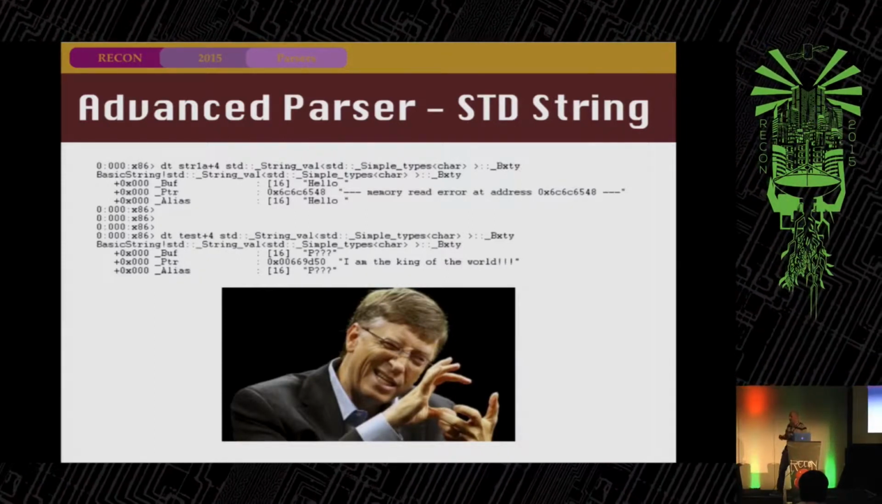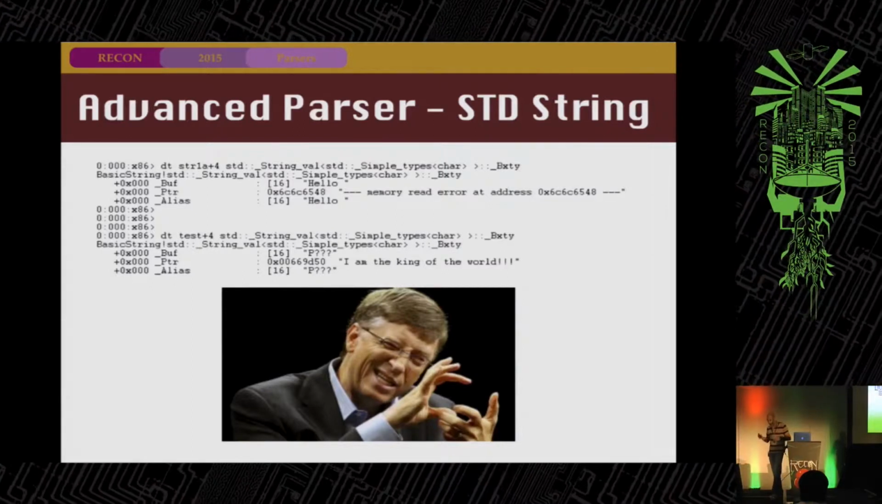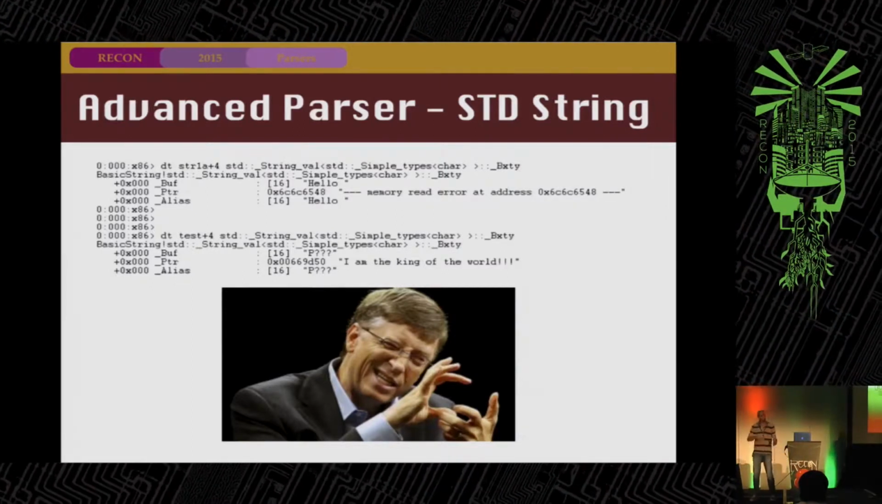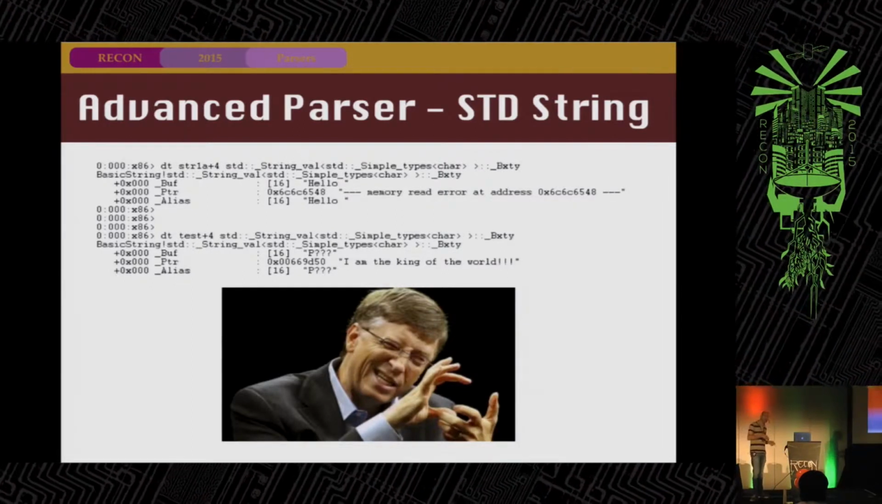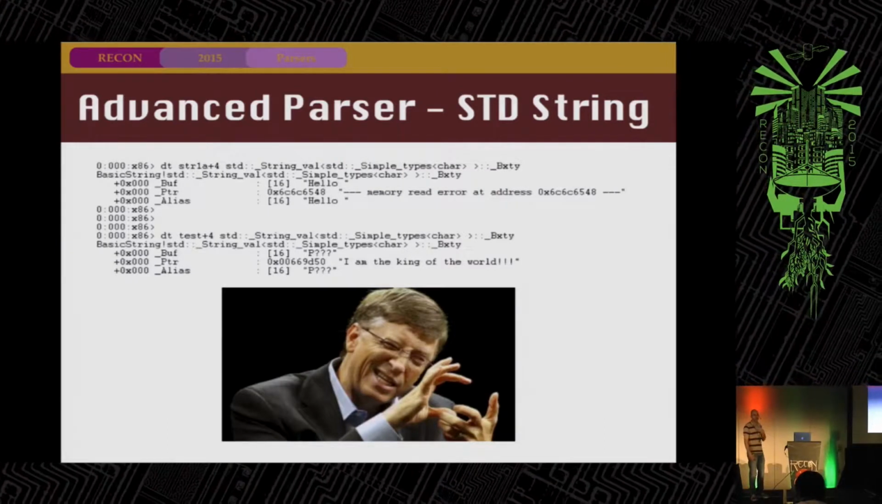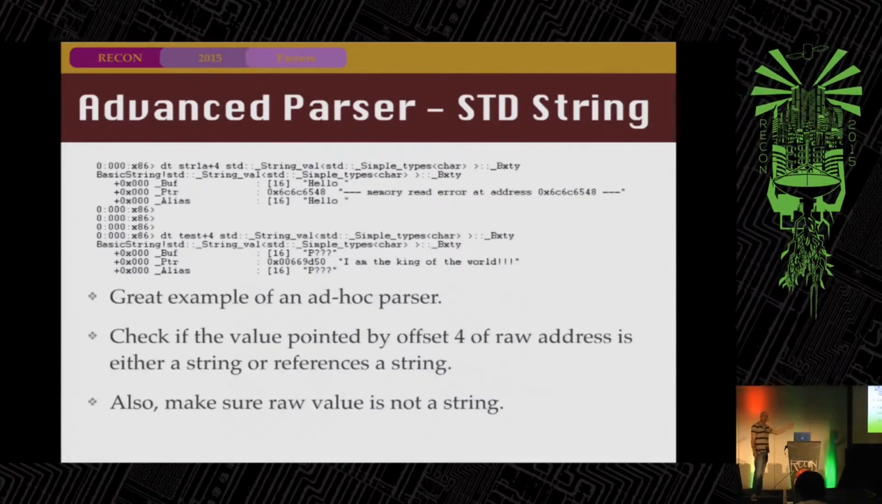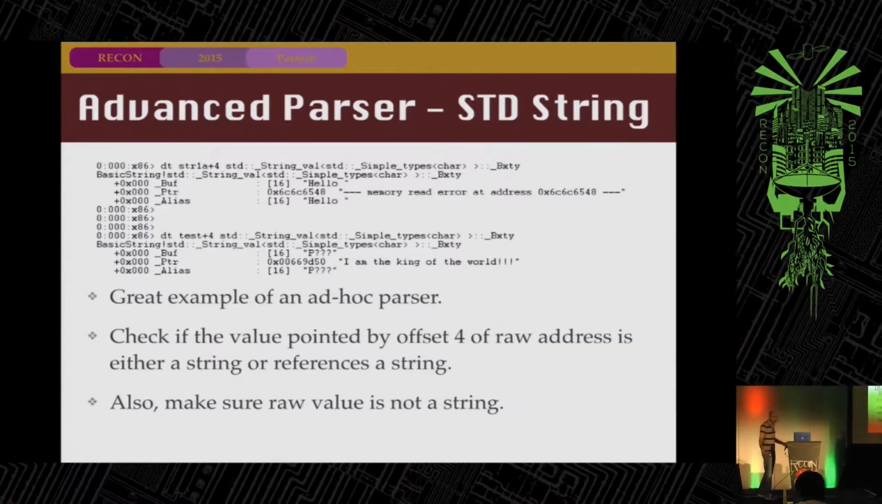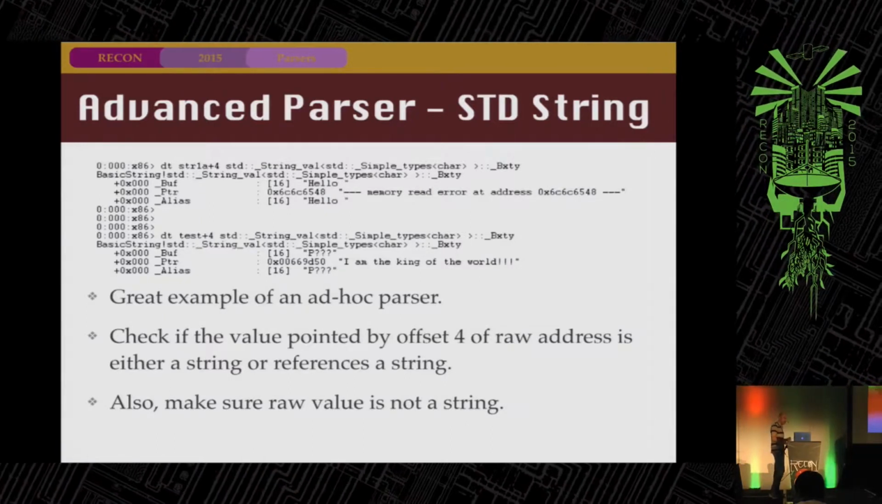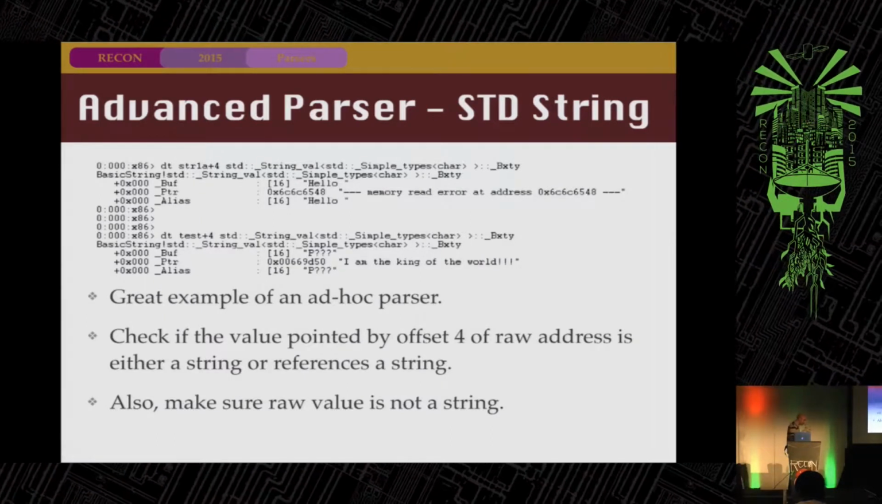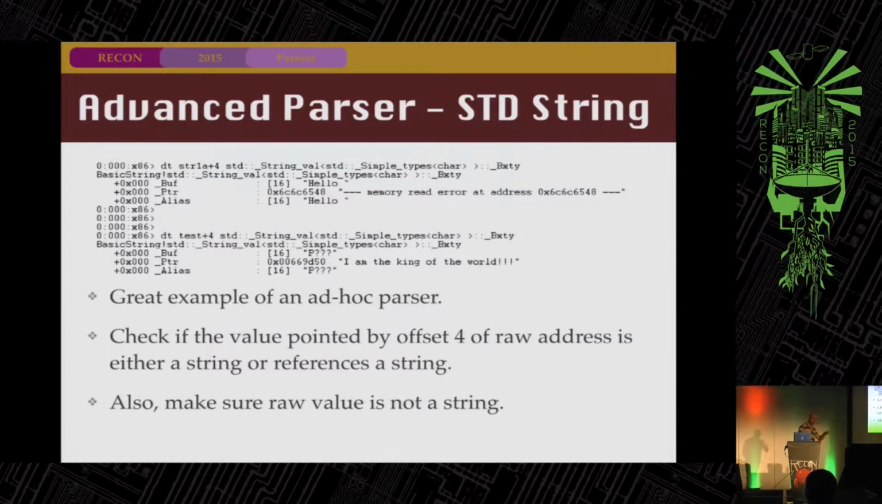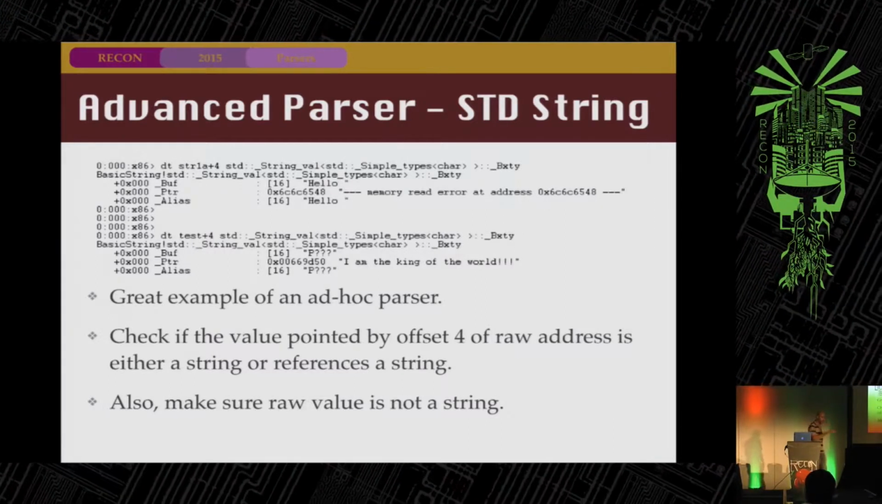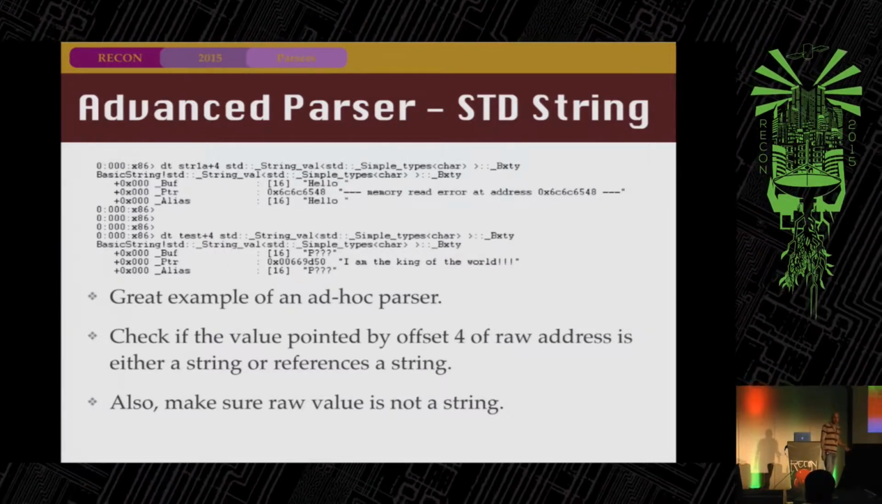When we're debugging this, it really makes our life hard, because whenever we get a basic_string, we have to go to this offset and check: is it a string? Is it a reference? And it takes a lot of time. So writing a parser for this is actually pretty easy. We don't need to know almost anything about the implementation. We just go to offset 4 and see, is this a string? Cool. If not, is this a reference to a string? Cool. Then we have a basic_string.